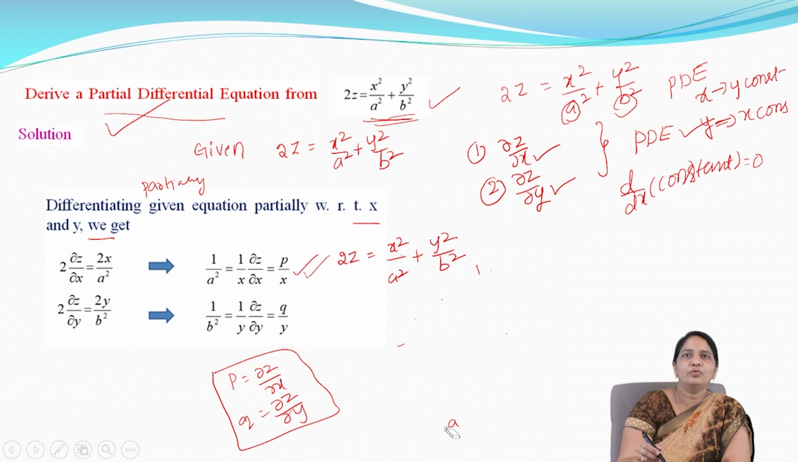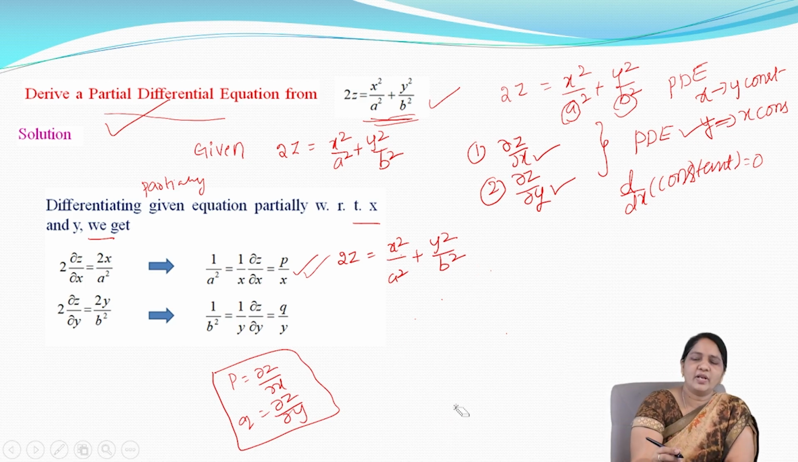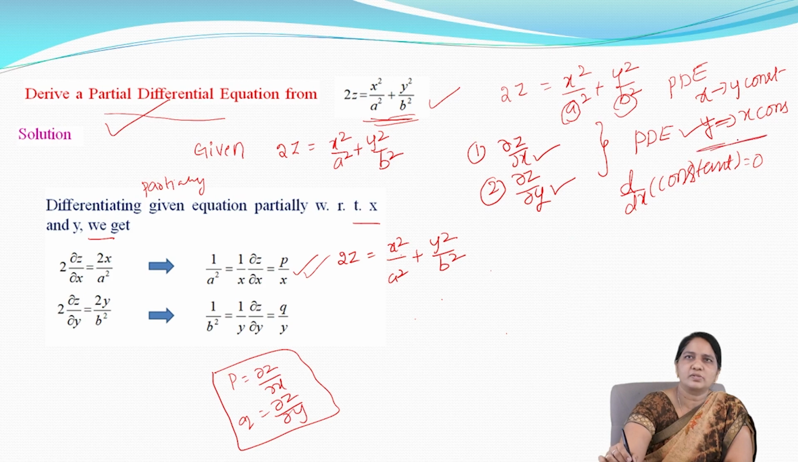Now I am going to differentiate with respect to y. So when I am doing it with respect to y, x is the constant, right? So here 2 into dou z by dou y equals, here 1 by a square is the constant. When I am doing with respect to y, x is the constant, so that means this value is 0. The derivative of a constant value is 0.